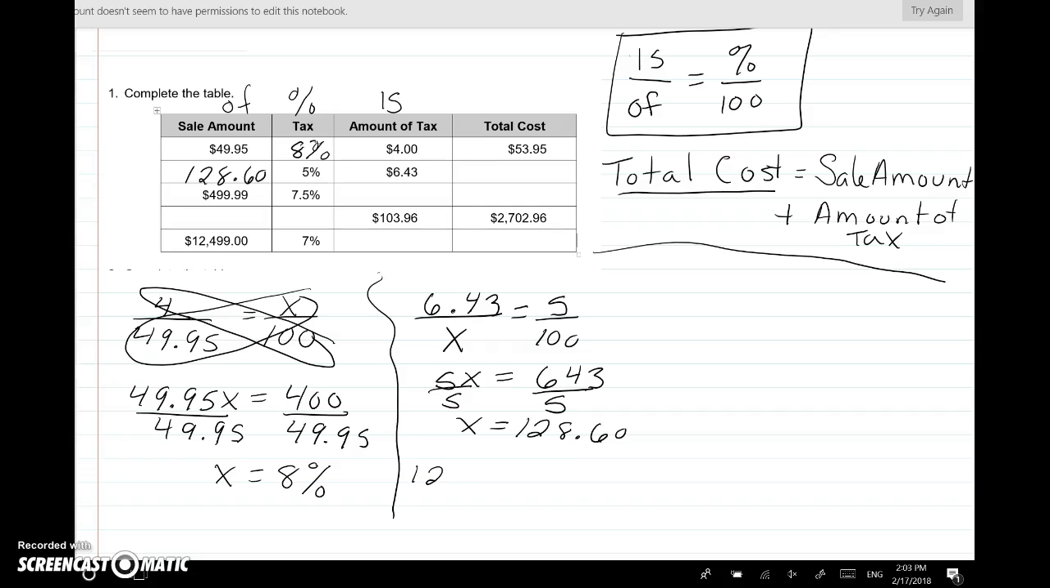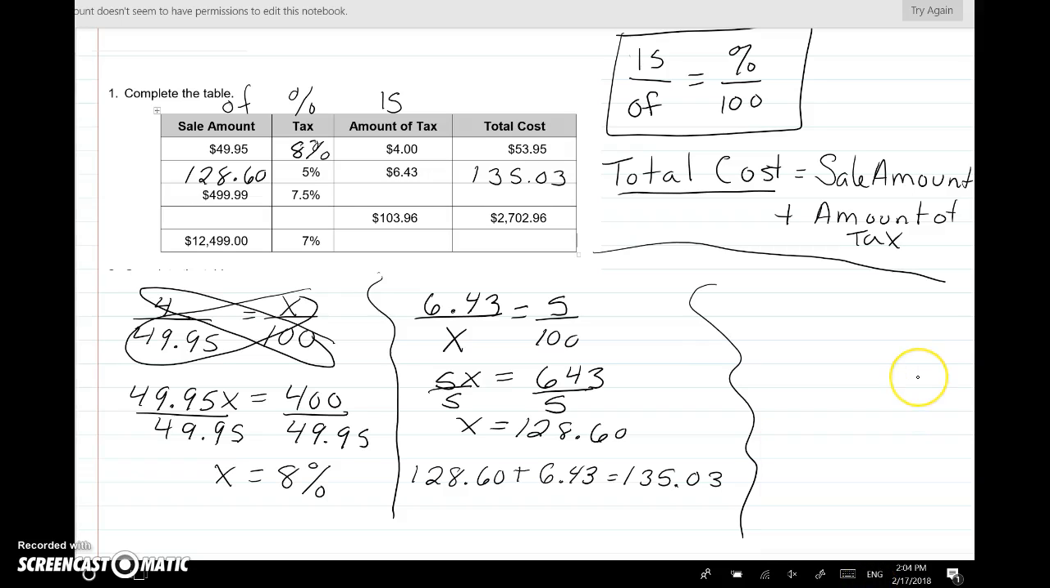Now I have to find my total cost. So I'm going to do 128.60 plus the $6.43. And I'm going to get 135.03. Not so bad anymore, right? We kind of got this. Let's finish this up. Again, if you want to stop the video, do the rest on your own, and then come back and check your work, totally acceptable.